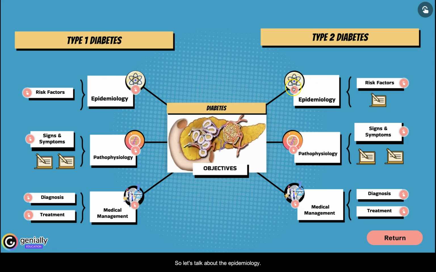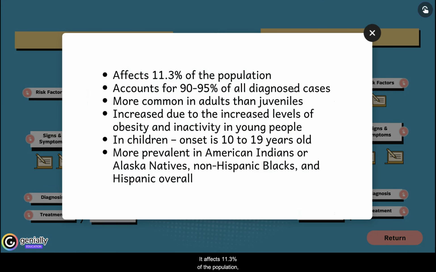So let's talk about the epidemiology. It affects 11.3% of the population, accounts for 90 to 95% of all the cases. Most common in adults rather than juveniles, increased due to the increased level of obesity and inactivity in people. In children, the onset is 10 to 19 years of age if they have type 2, right?